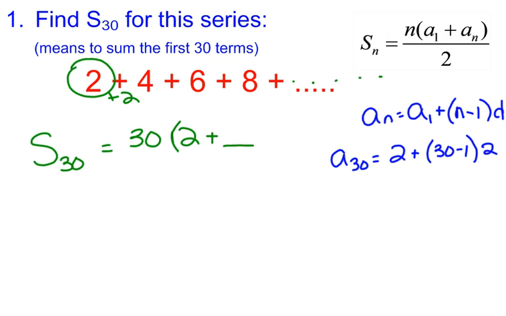So here I would say my 30th term would be 2 plus 29 times 2. 29 times 2 is 58. So my 30th term is 60.